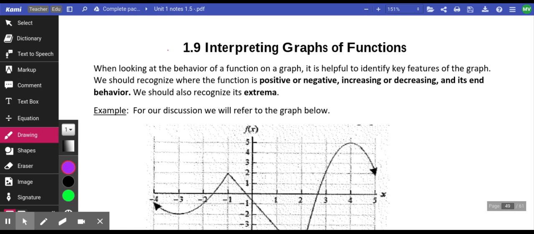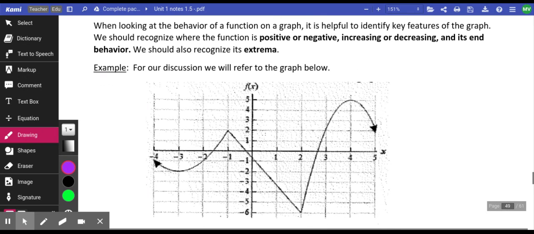When we are looking at the end behavior of a function on the graph, it's helpful to identify the key features of the graph. We should recognize where it's positive or negative, increasing or decreasing, and its end behavior. We should also recognize its extrema. For our discussion, we will refer to the graph below.